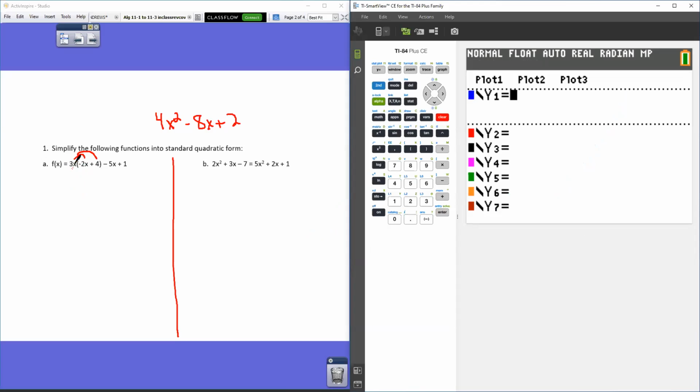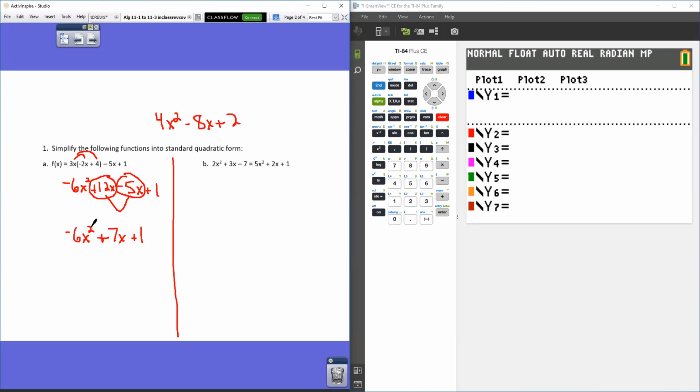So distribute, 3x times negative 2x is negative 6x squared. 3x times 4 is 12x. Bring down your minus 5x. Bring down your plus 1. We didn't use those when we did the distributive property. Now you have to combine your like terms. We can add together the 12x and the negative 5x. So we have negative 6x squared. 12 plus negative 5 is 7, so plus 7x, and then just bring down your plus 1.